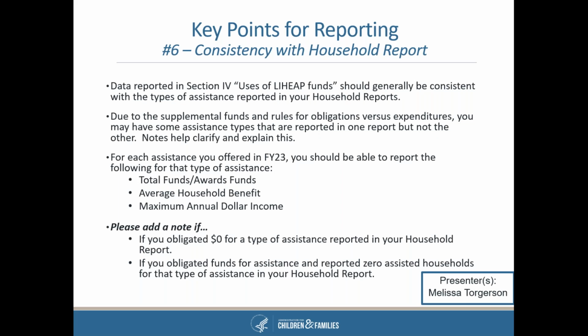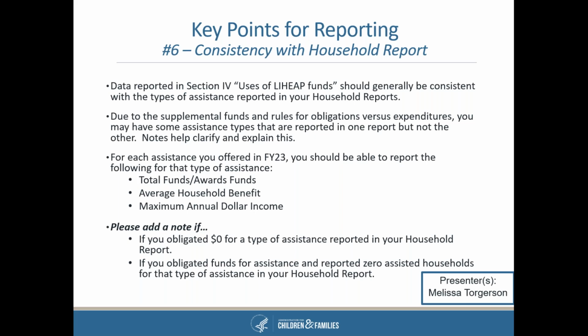And then finally, this is a little bit tricky, and it goes to what we talked about earlier about those two columns not necessarily needing to sync up. And this is about consistency with the household report. Now, in your household report, we're telling a story about FY 2023. And the household report is telling us who you served in what components, so heating, cooling, crisis. The data reported and the uses of funds should generally be consistent with the types of assistance reported in your household reports. But we know that with the rules for obligations versus expenditures, you might have some assistance types that are in one report that aren't in another.